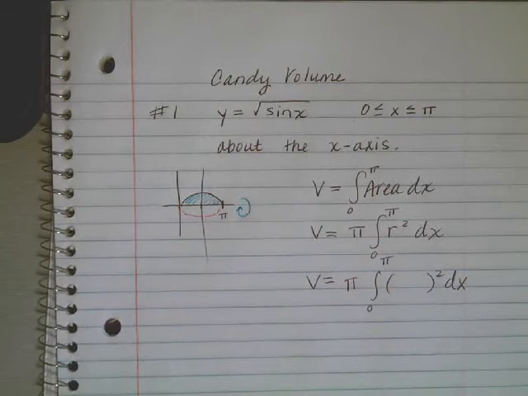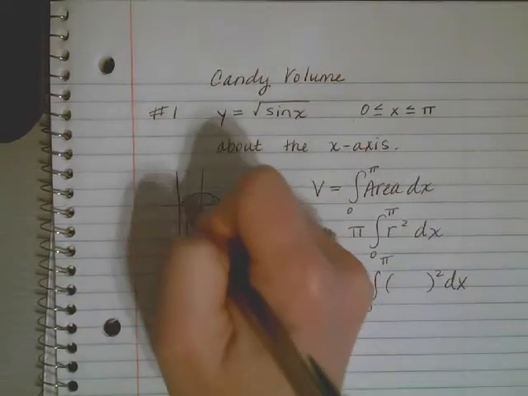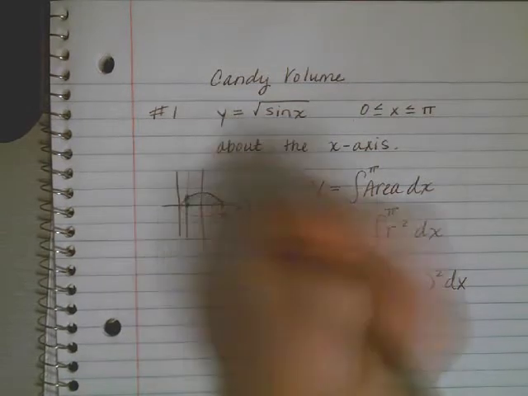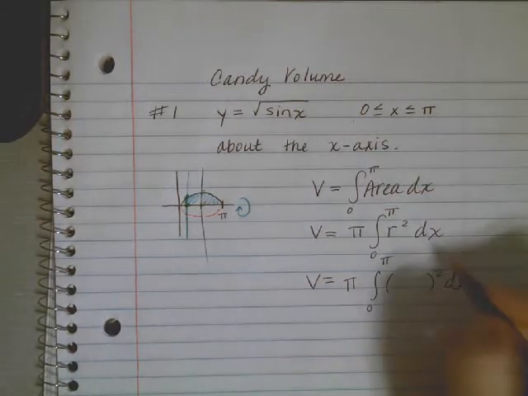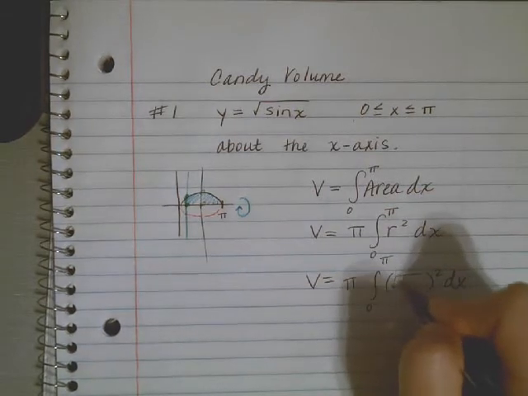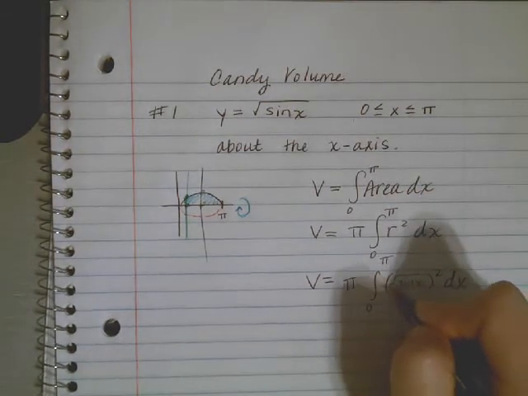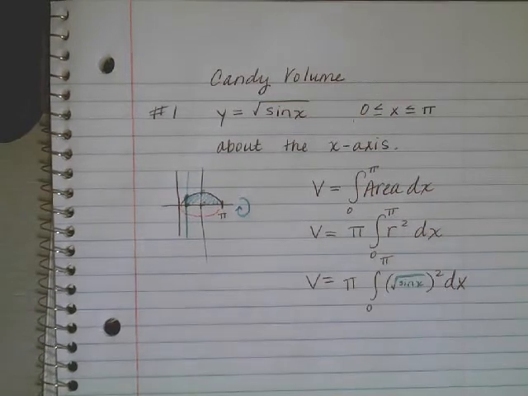So to figure out my radius, no matter where I draw that vertical line, my radius is the top function minus the bottom function. So the top function comes from square root of sine x, and my bottom function is 0. So it's square root of sine x minus 0. That would be my radius.